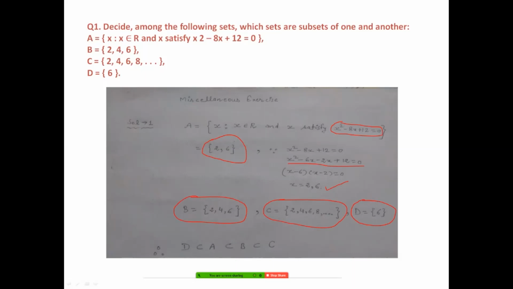Now what is the question? Which sets are subsets of one another? So we find here this C set contains all the elements of the other sets. So we write it as C is the superset. After C, this is B having 2, 4, 6, these elements. Thereafter, this is A, 2, 6. Last one is D. So we can write it as D is a subset of A, A is a subset of B, and B is a subset of C.